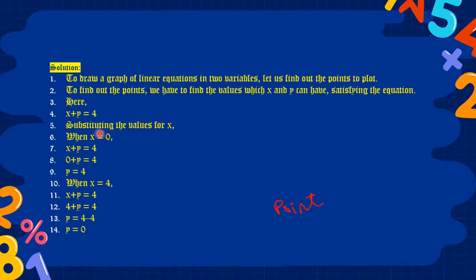See here. Substituting the value of x. Okay, x plus y is equal to 4. When we take x equal to 0, 0 plus y is equal to 4, we get the y value as 4. So when x is 0, the value of y is 4. When the value of x is equal to 4, then 4 plus y equals 4, so y is 4 minus 4, which is 0. Then the value of y will be 0.